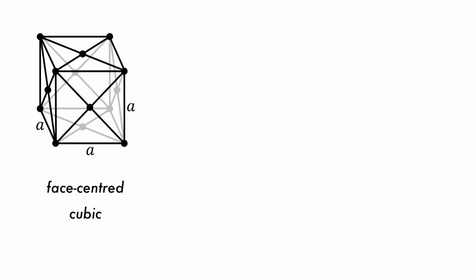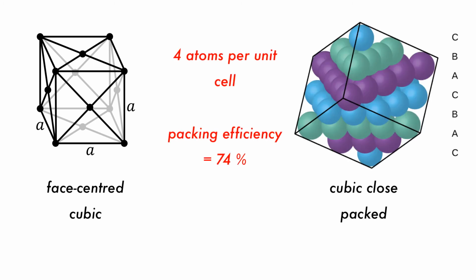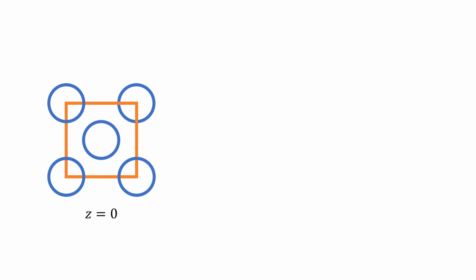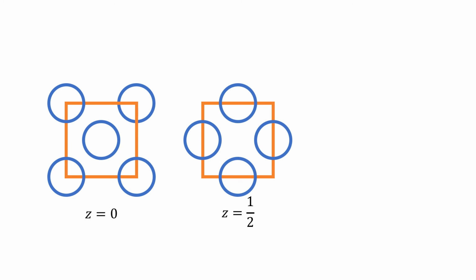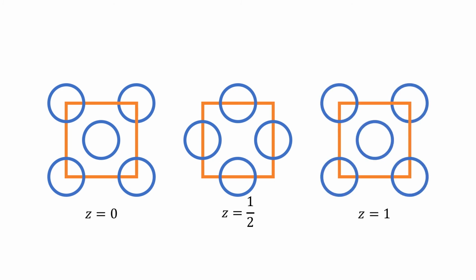The face-centered cubic lattice is also closely related to the cubic close-packed lattice. They have the same number of atoms per unit cell and the same packing efficiency, but have different atomic arrangements. Another way of looking at the layout is using two-dimensional layer diagrams. The FCC has 3 layers along the z-axis. The first layer at z is equal to 0 has a particle at each corner of the unit cell and one in the center. The second layer has 4 particles at the midpoint of each edge. And the third layer is the same as the first, and again we are shown that the edge length is not equal to twice the particle radius.